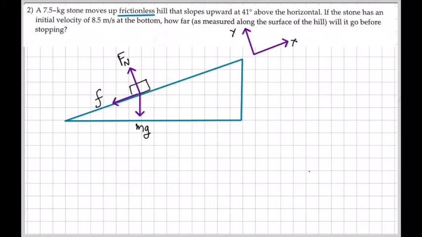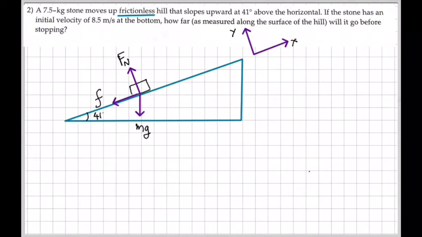Which is the force along the x-axis? Friction is along the x. And which force is along the y? The normal force. So we do not do anything to those forces because they're already either along the x or the y. The only force that we don't like is mg because it's neither along the x nor the y. So what do we do? We break that into its components. And then the angle is given, and that is 41 degrees.